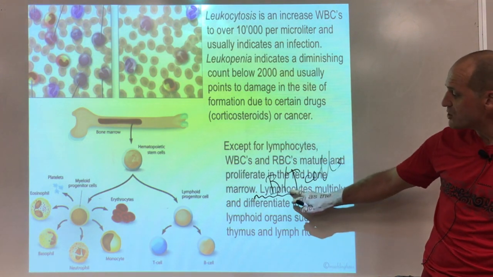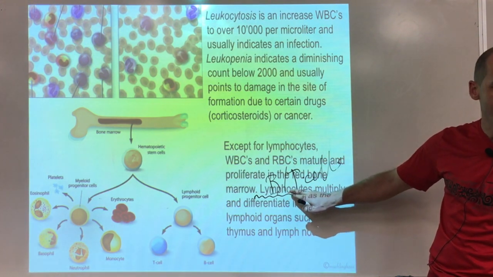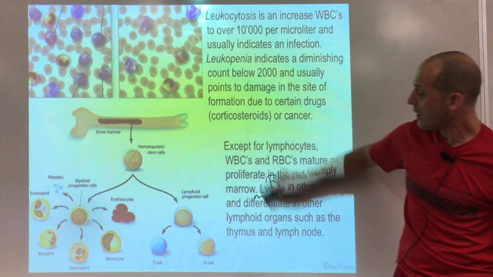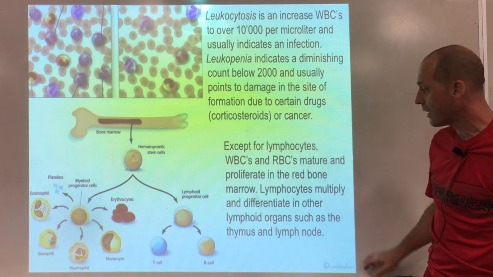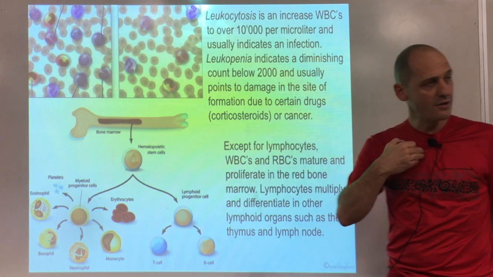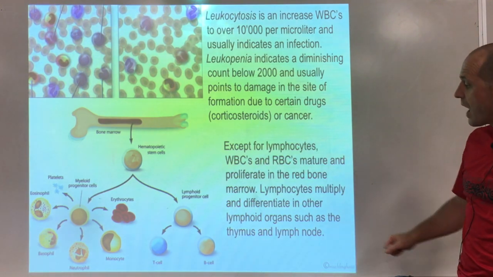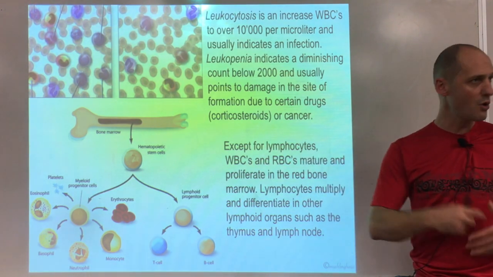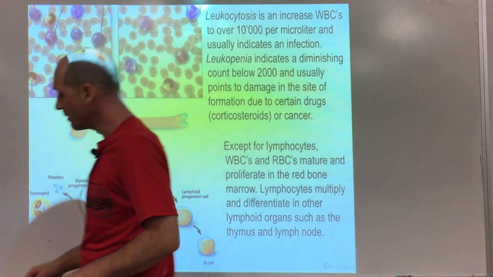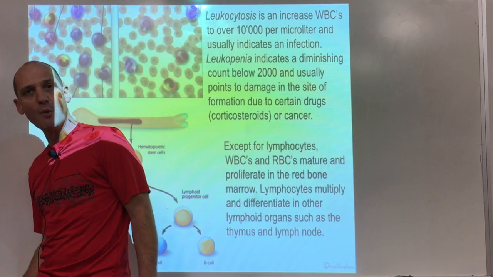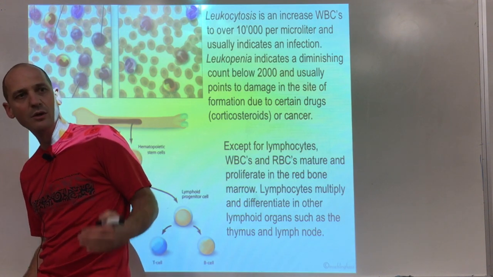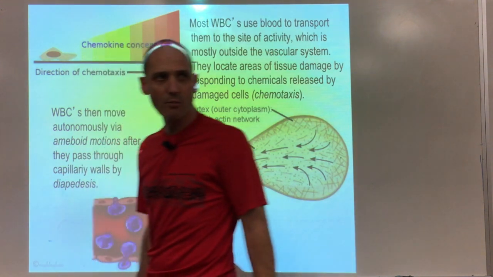But those are very specific. Those are made in the red bone marrow, and then they go to the thymus here in the front and some other lymphoid organs. And they mature there and they learn how to do their work right. But everybody else gets that done in the red bone marrow. And I think that's the important point here. When you think of blood cells being made, you're thinking of red bone marrow.